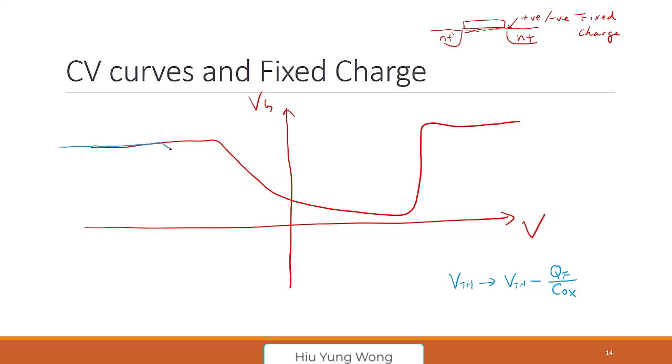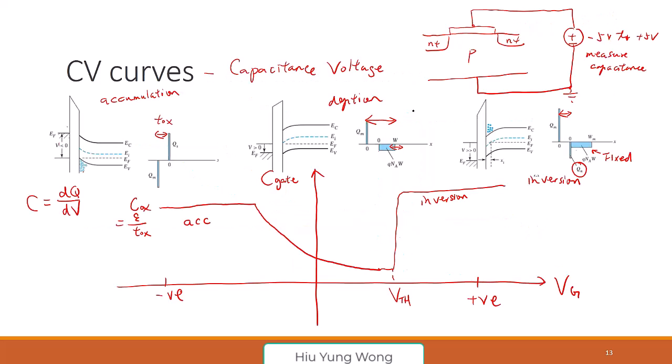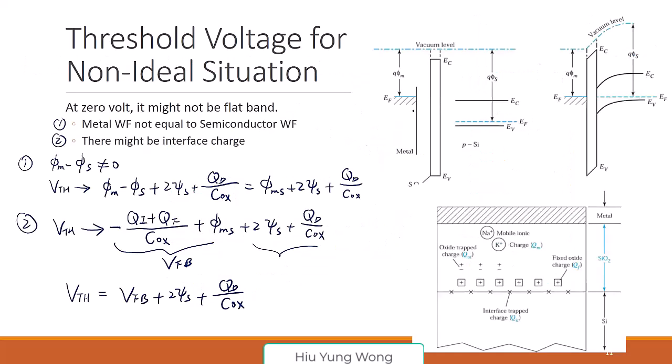It will shift left. Right? Because this is just negative QF divided by Cox. So this is for positive. Again, as I said, we just discussed this. When we include this fixed charge, we just have a constant shift of the threshold voltage. And it is the same for everything else because it just changes the initial condition of your system.